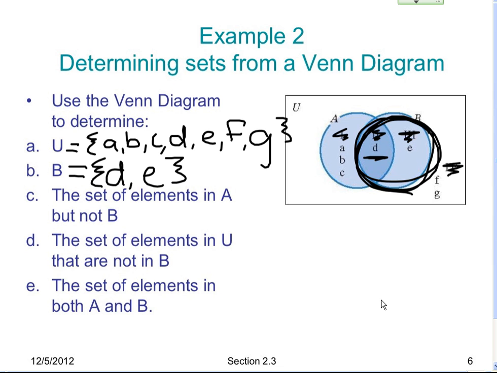The set of elements in A but not in B. So this time we don't want the overlap. So in A but not B, we have A, B, and C.